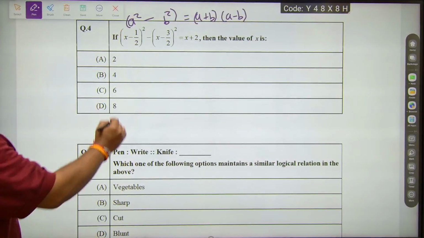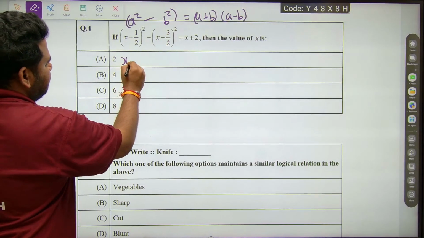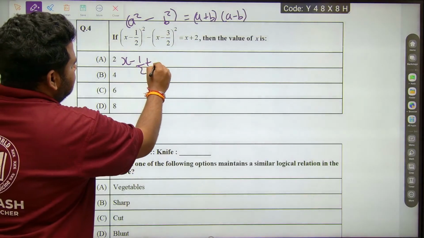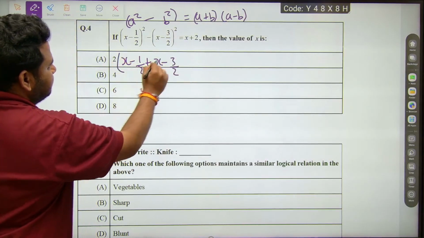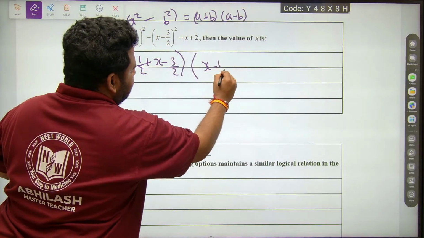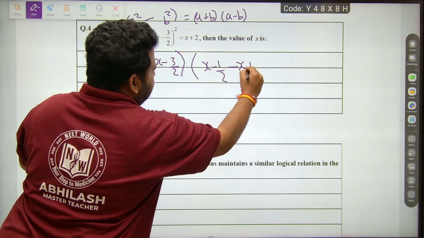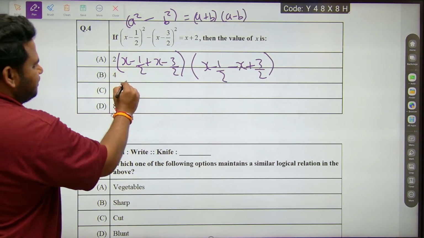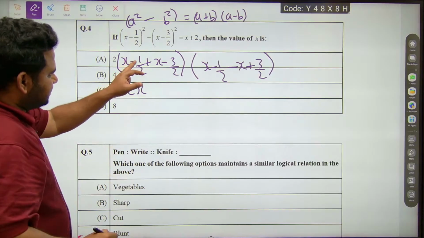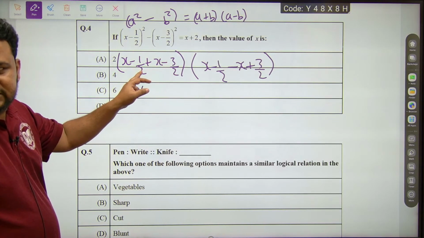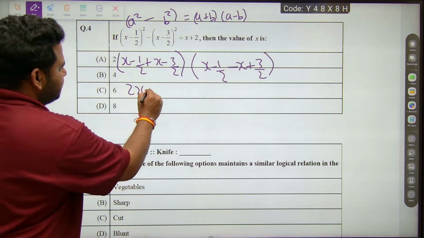This is a square, so a plus b will become x minus half plus x minus 3 by 2. Next is a minus b: x minus half minus x plus 3 by 2. Now x and x give 2x, and minus 1 minus 3 is minus 4 by 2, which is minus 2. So this is 2x minus 2.